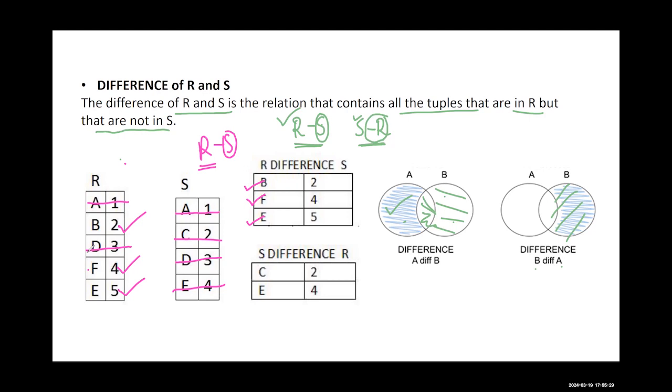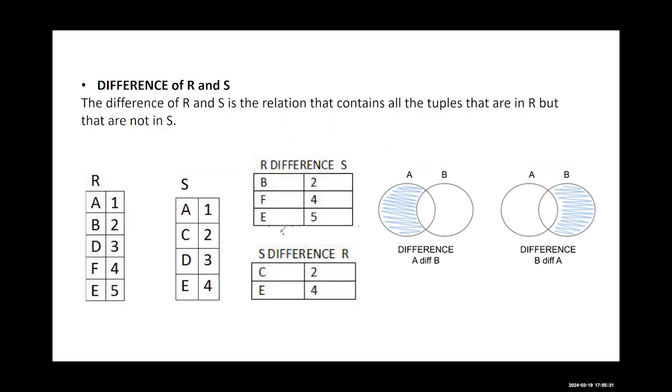Similarly, let us see now S minus R. Okay, what happens in S minus R? So I'm going to keep all the tuples which are there in S, and the common ones with R I'm going to remove. Okay, so A1, it is common, I'm going to remove.